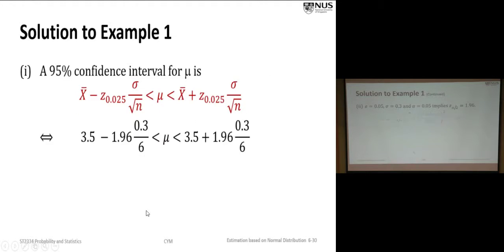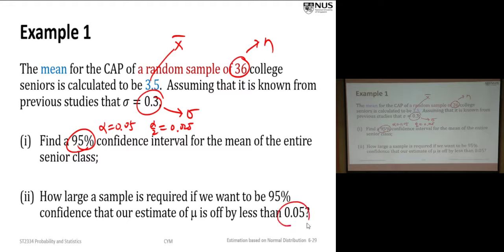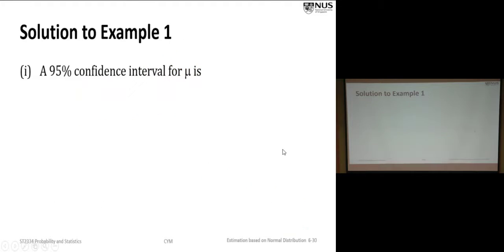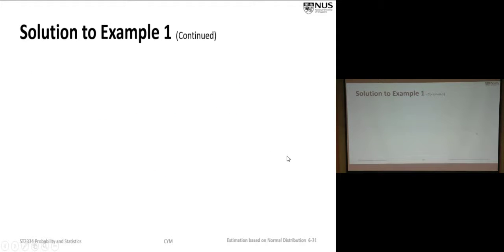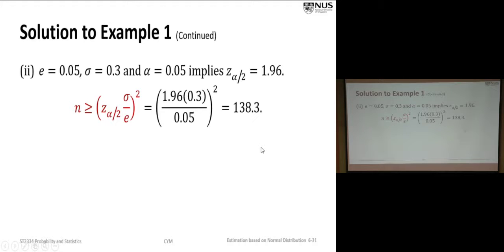So you are given that E, the margin of error, is 0.05. I want the estimate of mu, that means x bar minus mu, to be off by at most 0.05. So it has to be an absolute value. It can be x bar bigger than mu or x bar less than mu, but the difference is within 0.05. So this is my E, my margin of error, the size of the error that I accept, and I want this with alpha equal to 0.05. So it turns out that N is bigger or equal to 138.3.